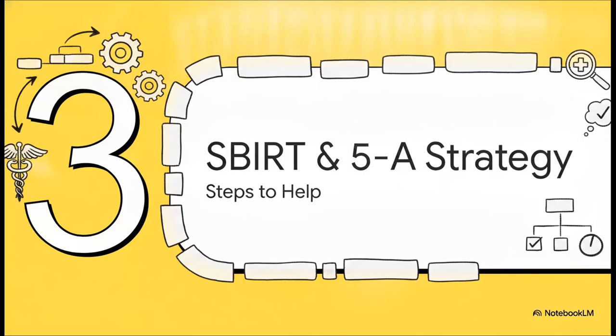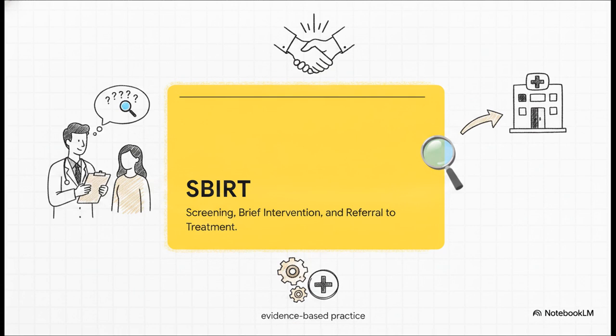Next up, Section 3, SBIRT and the 5A strategy. These are the actual steps to help. So, once a doctor asks those initial screening questions, what happens next, right? Well, that's where SBIRT and the 5A strategy come in. They give doctors a super clear step-by-step plan for action.